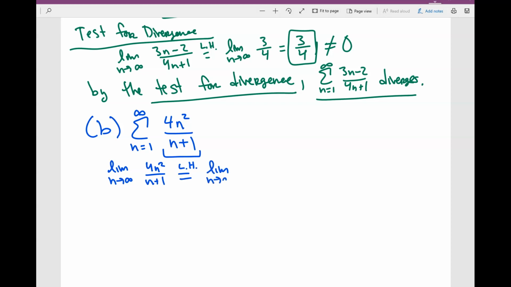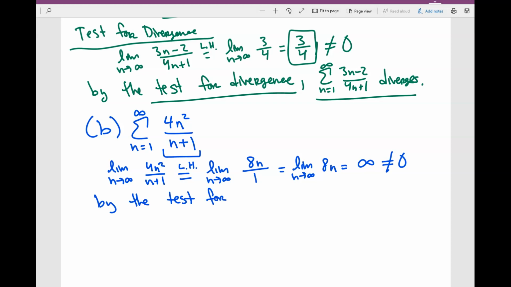So as n goes to infinity, the top part is going to be 8n divided by 1. So you're going to have the limit as n goes to infinity of 8n. This is just going to give me infinity. Infinity is not equal to 0. So by the test for divergence, the sum from n goes from 1 to infinity of 4n squared over n plus 1 diverges. Okay, and that's all there is to it.